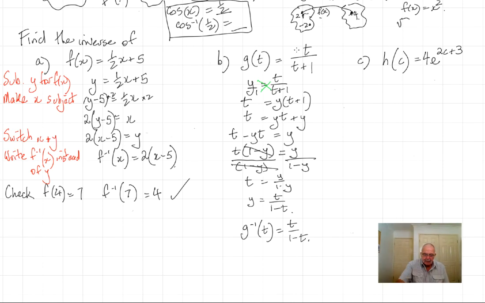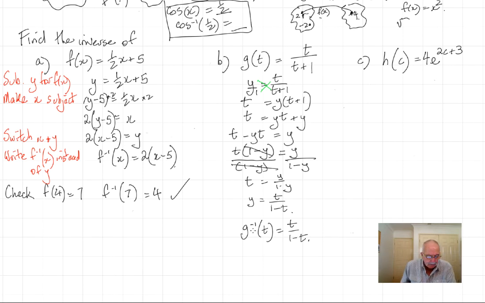Okay, so there is the inverse of this function, and you can substitute in values here for t. That will map the value you gave t to a new point, and if you start with that value and put it in there, you should get back to the original one.